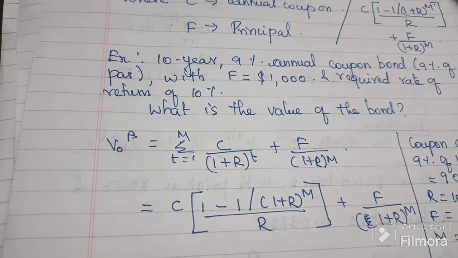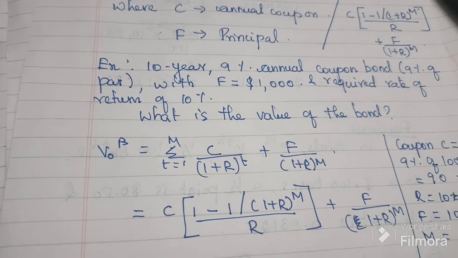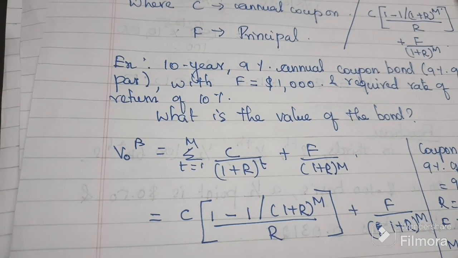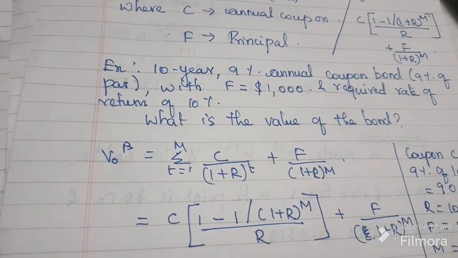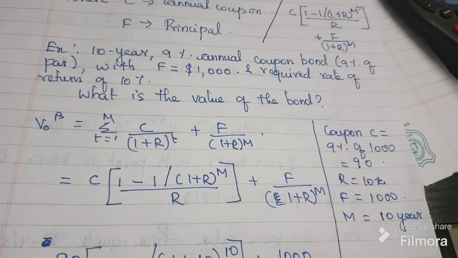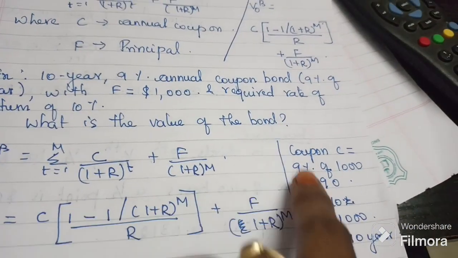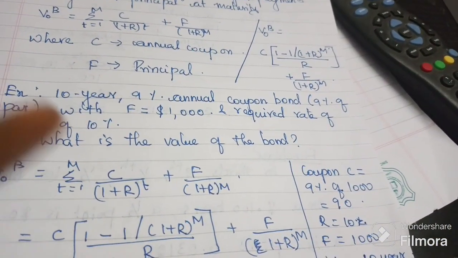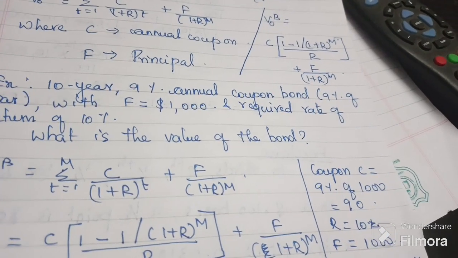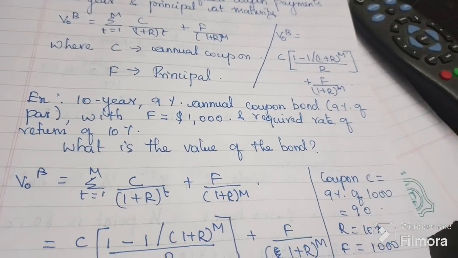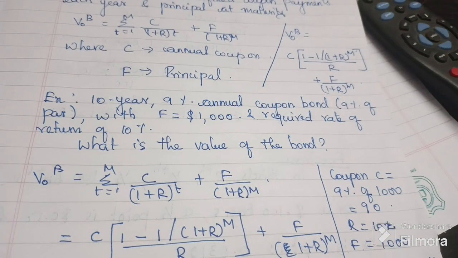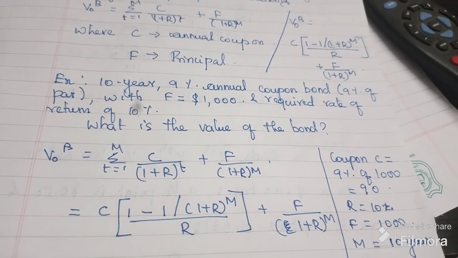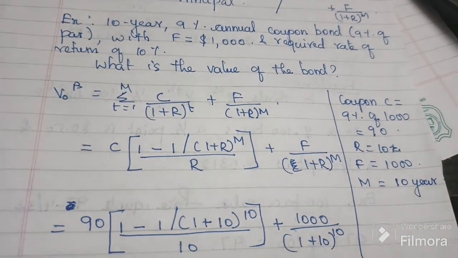Example: the maturity of the bond is 10 years and it's a 9% annual coupon bond, 9% of par, with a face value of $1,000, and its required rate of return is 10%. First we have to identify the factors. The coupon is 9% of 1,000, which is 90, and our required rate of return is 10%.